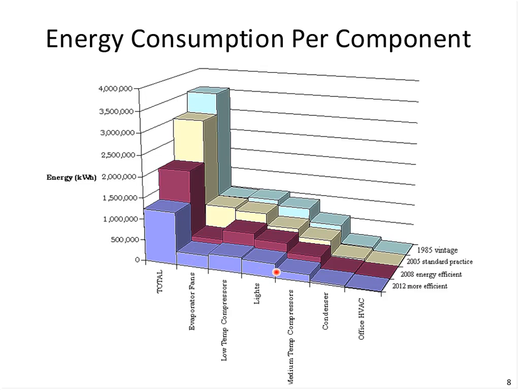So a most efficient warehouse today would achieve the same amount of cooling for about a third of the energy, going from over 3 million kilowatt hours to just a little over a million, and that's achievable with today's technology. And what we'd like to do is continue some presentation of how that might be done.